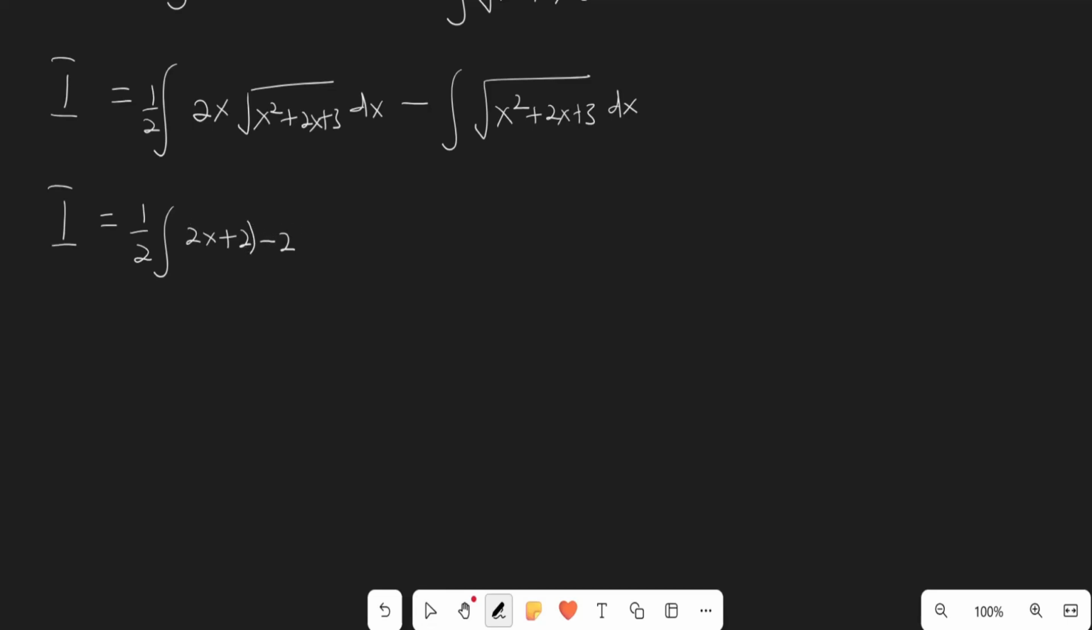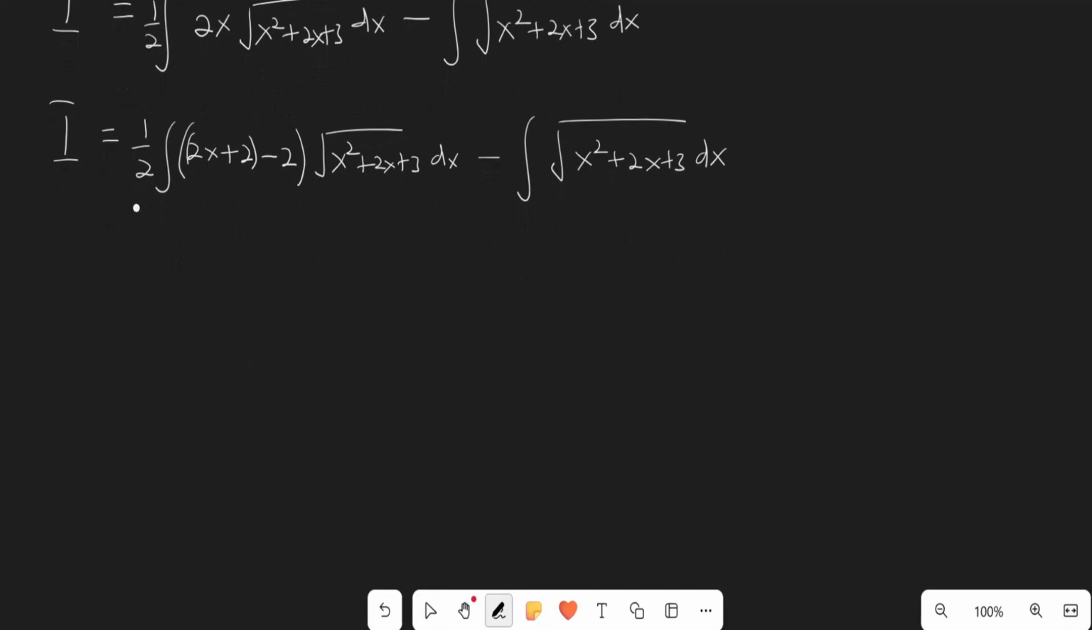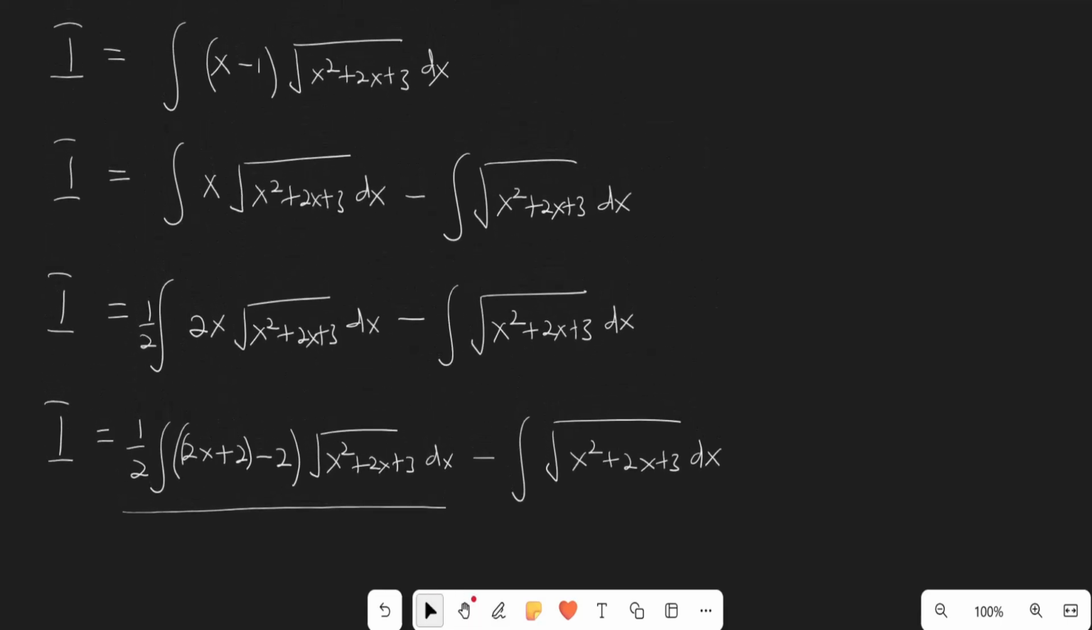So I can group this one into 1 and then the minus 2 into another one. Then I'm going to multiply by the square root of x squared plus 2x plus 3 dx minus the integral of the square root of x squared plus 2x plus 3 dx. This is what we have. This is the same as our original integral, that is this one.